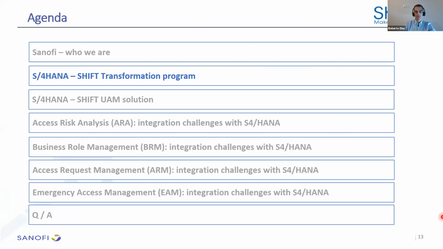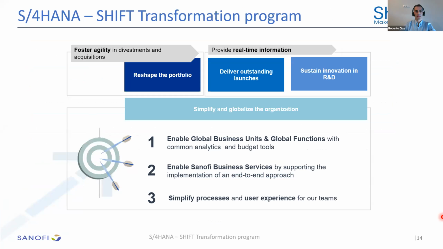So moving on, the SHIFT program. SHIFT aims to, 1, enable the GBUs, the global business units, with common analytics. This is to improve performance and to bring real-time information, and also with budget tools. Then 2, enable our global shared services with standard process end-to-end. And 3, simplify or standardize processes and improve the user experience with SAP Fiori and mobility.